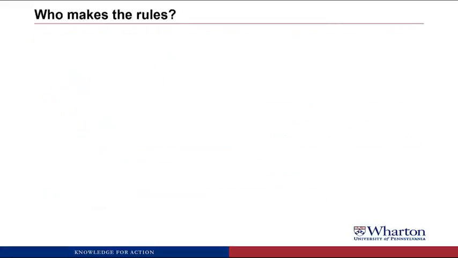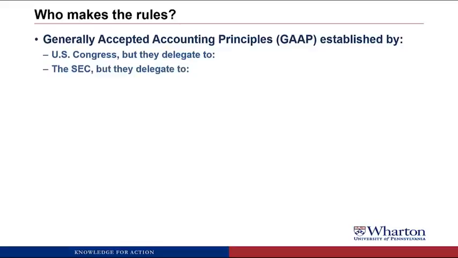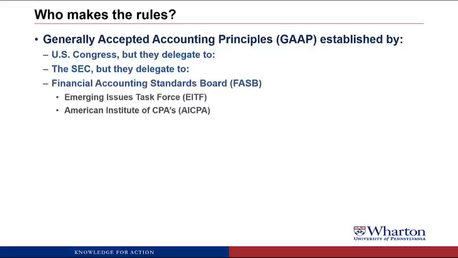So who makes the rules? Generally accepted accounting principles, or GAAP, are established by the US Congress. But they're generally too busy doing things like investigating steroids in baseball or trying to figure out what's going on at the IRS that they don't have time to do accounting standards. So they delegate to the Securities and Exchange Commission. But they're often too busy trying to catch the bad guys that they don't have time to make the rules, so they delegate to the Financial Accounting Standards Board, or FASB, a 7-person board in Norwalk, Connecticut that has the authority to make accounting rules in the US.